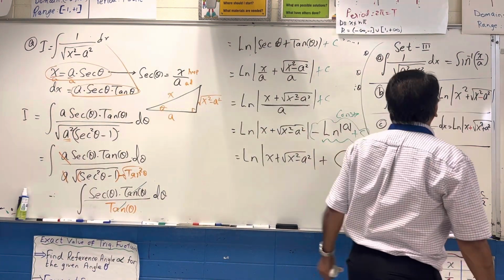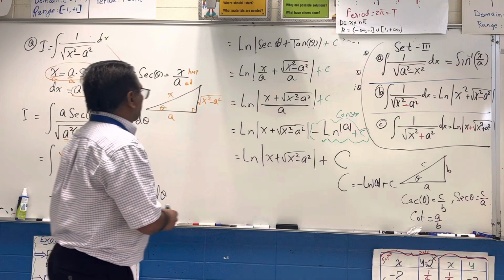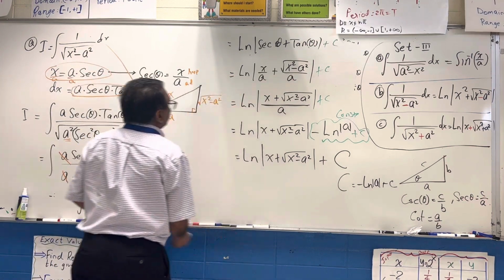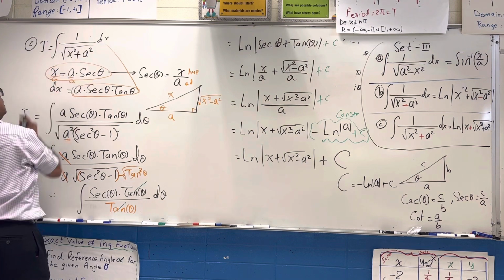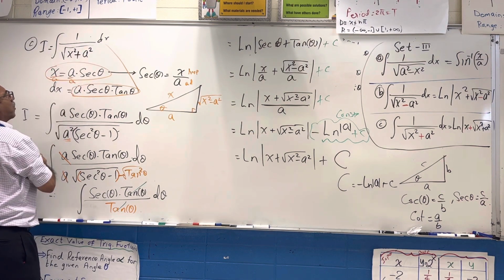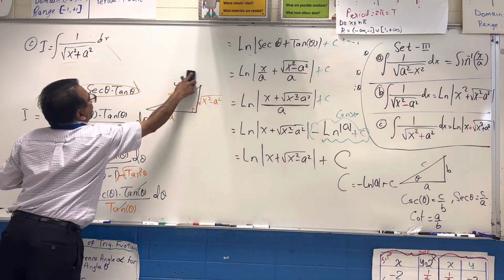Now let's prove the third one last. So in place of this, there's an x squared plus a squared. This will not help.